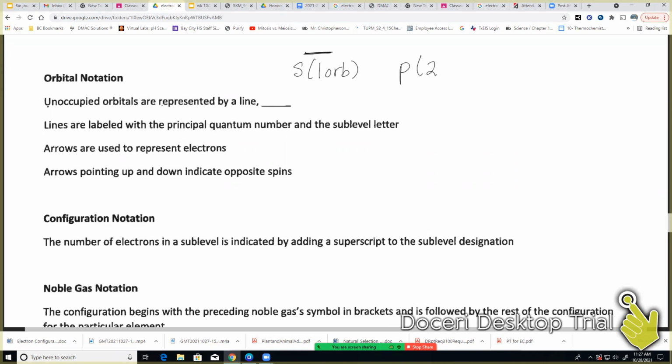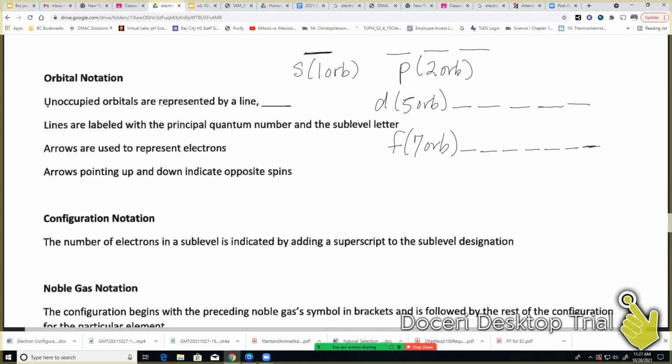P's always have 3 orbitals, so they will always have 3 lines when we start drawing our diagrams. A D has 5 orbitals, so 1, 2, 3, 4, and 5. And then my F has 7 orbitals. So 1, 2, 3, 4, 5, 6, and 7.